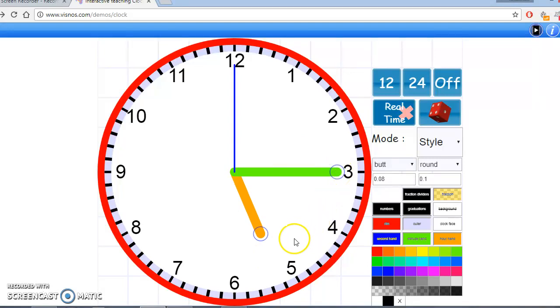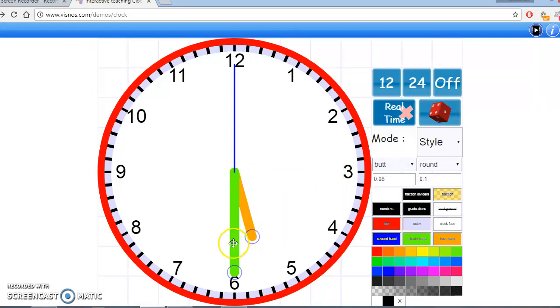Now, if I move the minute hand down to the 6, thinking back to the fractions we've been learning this week, can you guess what fraction past 5 my clock is showing now? Pause the video if you need to think.